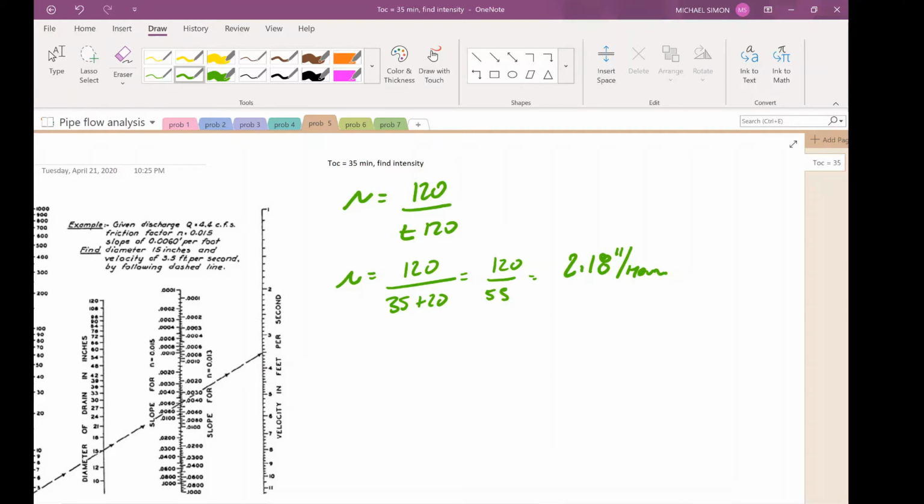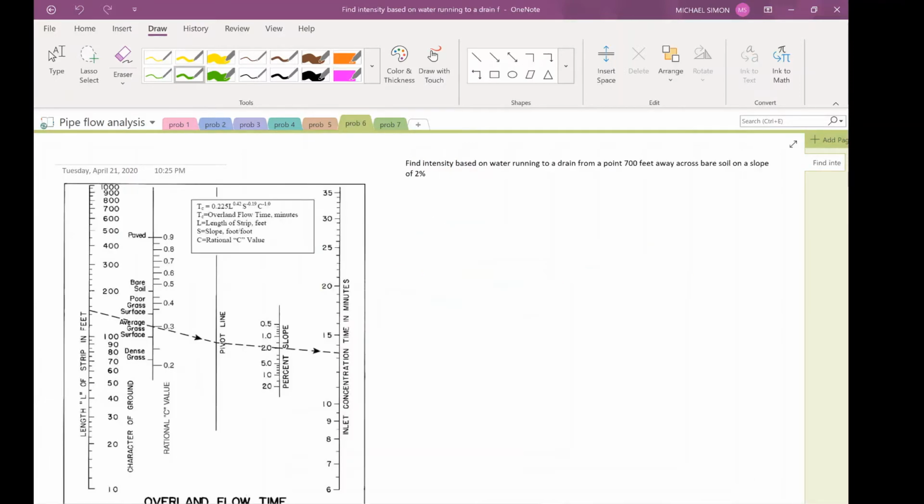Okay, let's take a look at our next one, which says find the intensity based on water running to a drain from a point 700 feet away across bare soil on a slope of 2%. So for this one, we have our second nomograph, which is time of concentration. So when we do this time of concentration, we have 700 feet across bare soil, which means we're going to start up here.